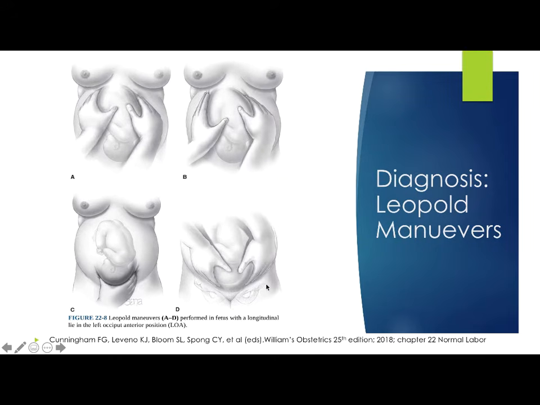Last, Leopold maneuver 4 helps determine the degree of descent. The examiner faces the mother's feet and the fingertips of both hands are positioned on either side of the maternal abdomen, and then you slide both hands towards the axis of the pelvic inlet. In many instances, when the head has descended into the pelvis, the anterior shoulder or the space created by the neck may be differentiated readily from the hard head.